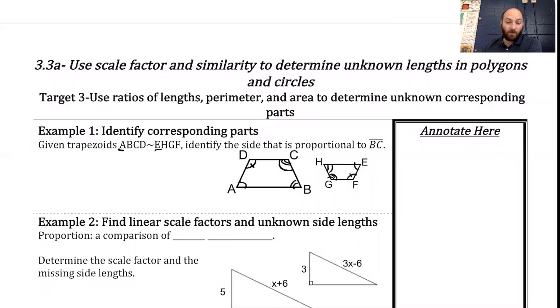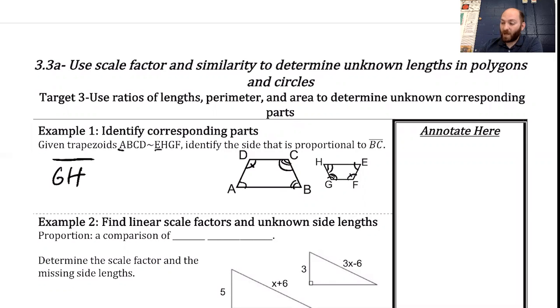That might be helpful to see, because then you can visualize here. BC is angles 2 and 3, just like GH. So that's my corresponding side. GH is my side that's going to be proportional to BC.